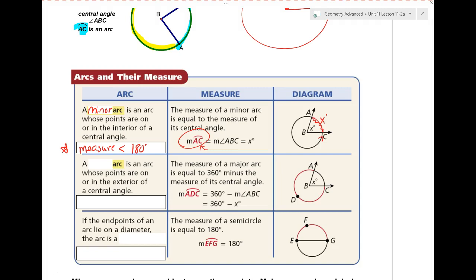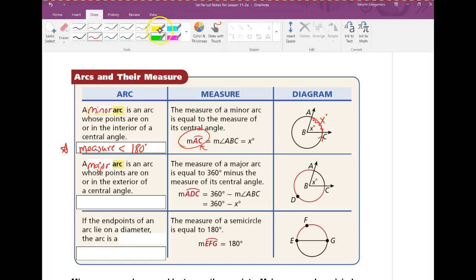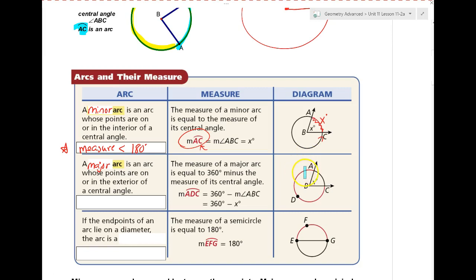Now, keeping with that analogy, what's the next type of arc we're going to work with? A major arc. A major arc is an arc whose points are on or in the exterior of a central angle. Let me put it this way. I'm going to highlight real quick. It's the big one, all right? It's going to be going like this. Notice how it's named over here. How many points did I have to use? I had to use 3.